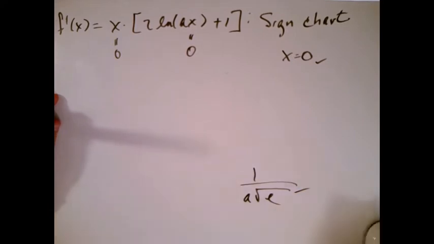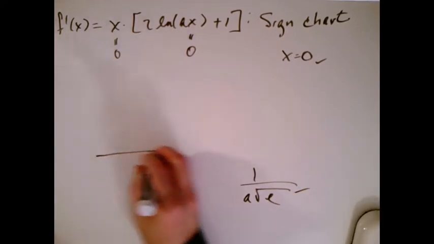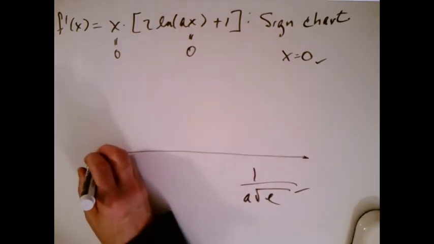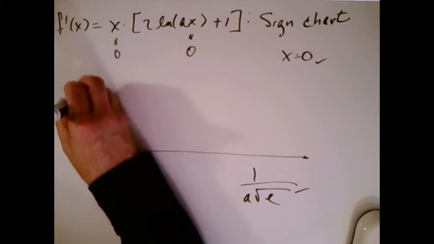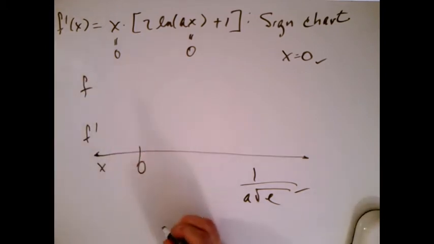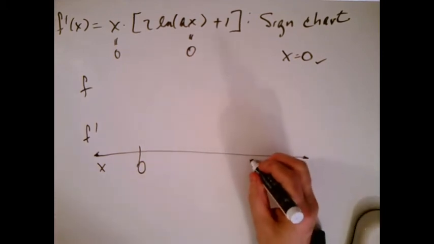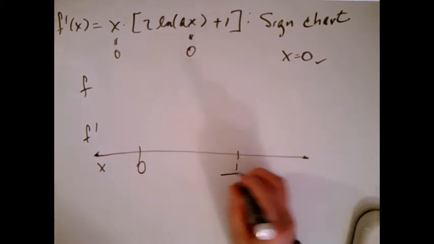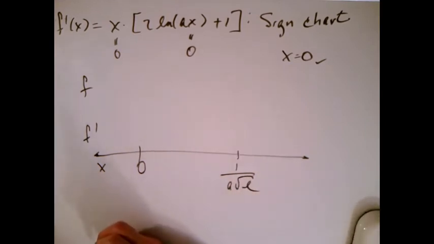and start my sign chart and just see what happens. Maybe about here, like this. Now I want x's to be here. I would like f prime to be here. I would like f to be here. I know I'm supposed to put 0 on. I know I'm supposed to put 1 over a square root e over here like this. And it does look and feel like I have 2 critical points.